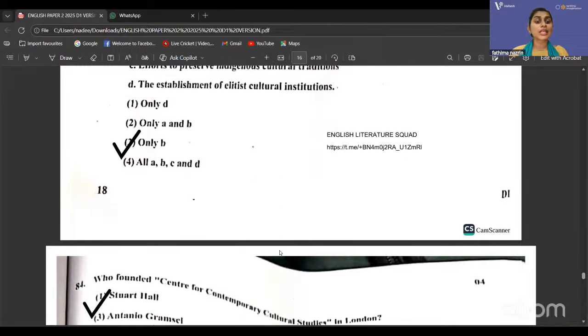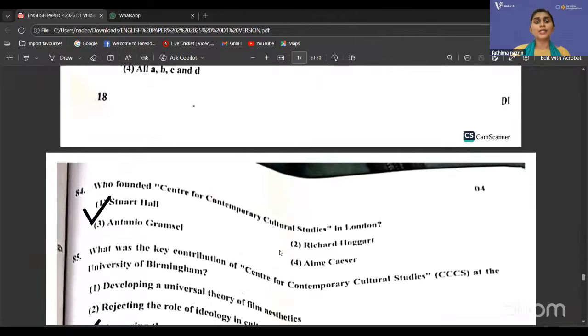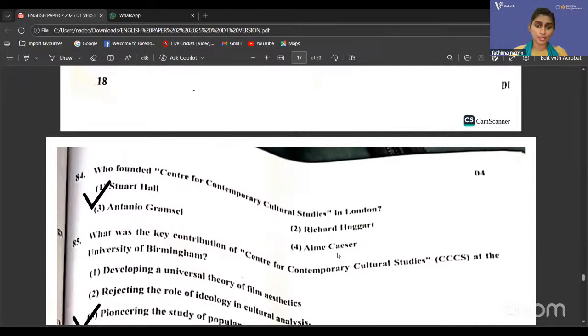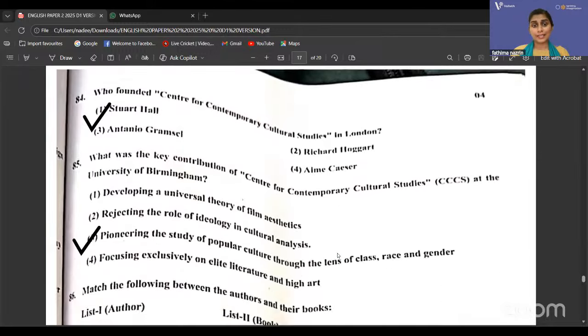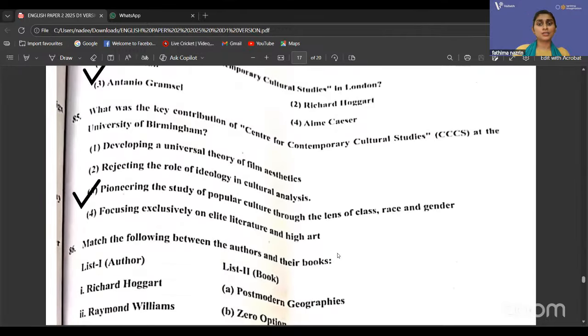83 is 3. Who founded the Centre for Contemporary Cultural Studies in London? The answer would be Richard Hoggart. Stuart Hall was the next director. Okay, Richard Hoggart was the first director of CCCS, the Centre for Contemporary Cultural Studies.